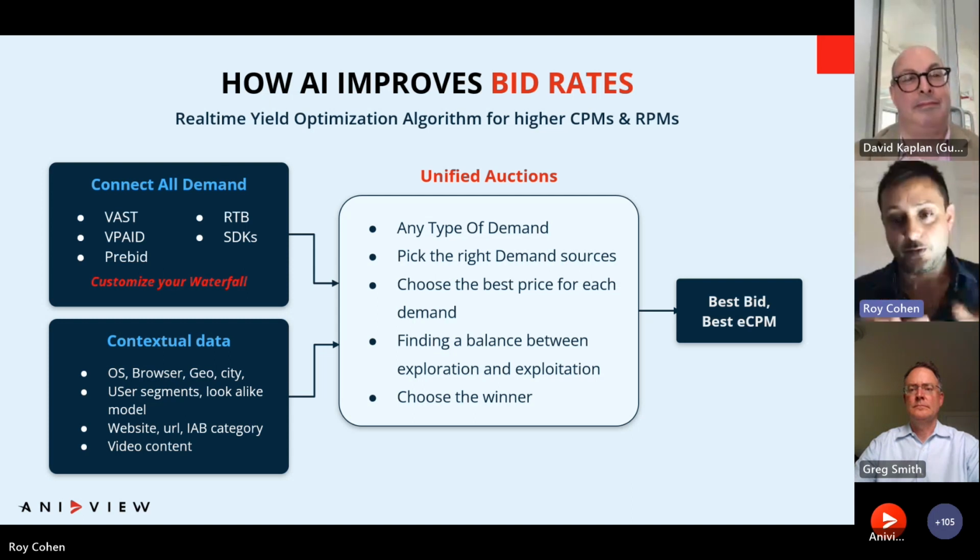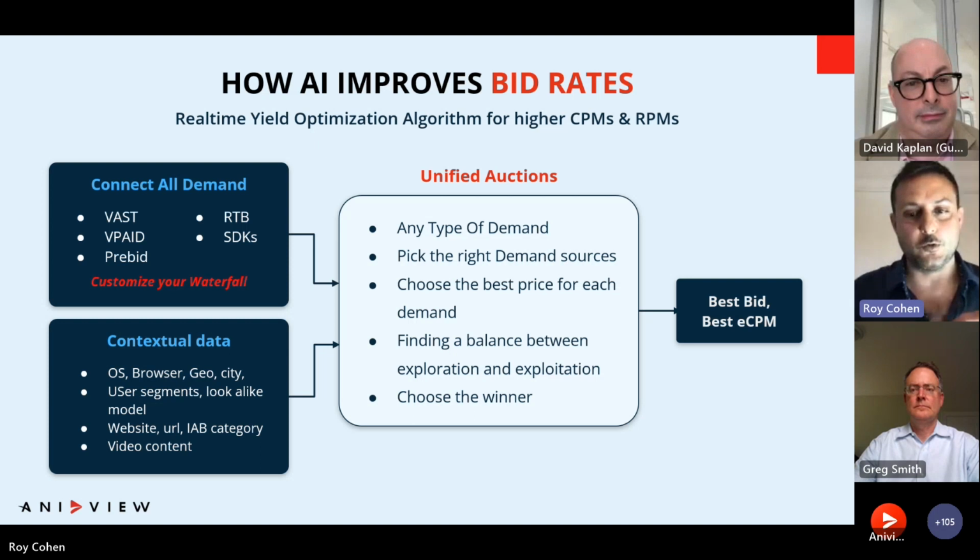And in reinforcement learning, you need to find the balance. Okay, let's take this specific request. Let's use it for exploration, and let's try it for this user or this lookalike model.